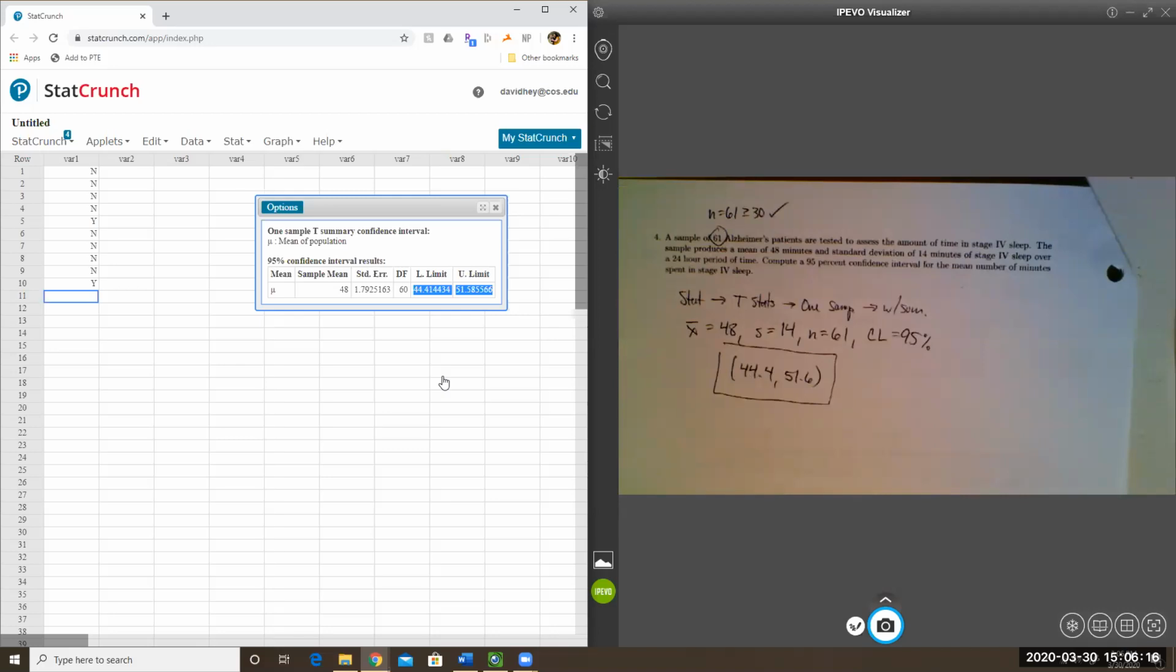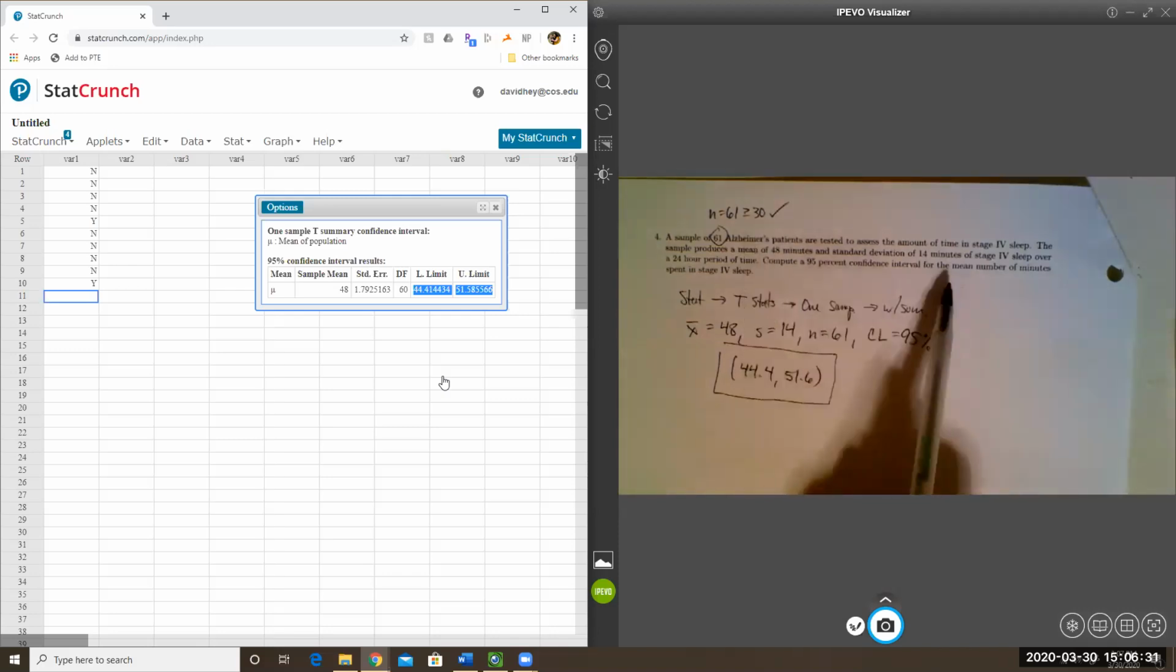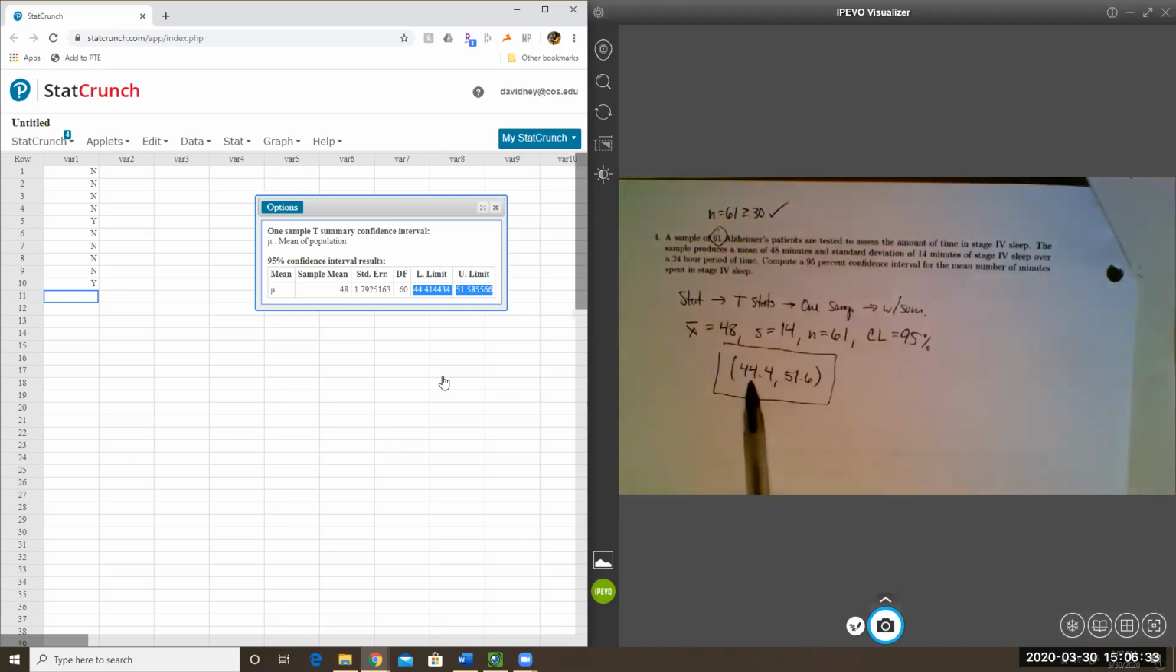All right. So we know for a fact that the sample produced a mean of 48 minutes. Based on that information, we're 95% certain that the true population mean amount of time that Alzheimer's patients spend in stage 4 sleep is somewhere between 44.4 minutes and 51.6 minutes. Okay, and that does it for that one. Let's look at number 5.